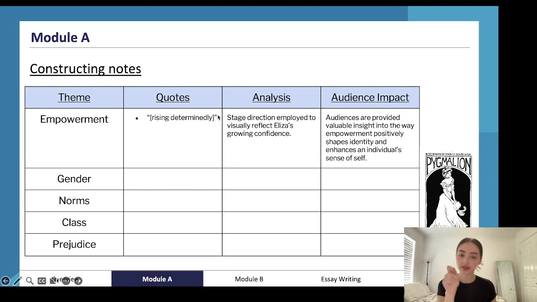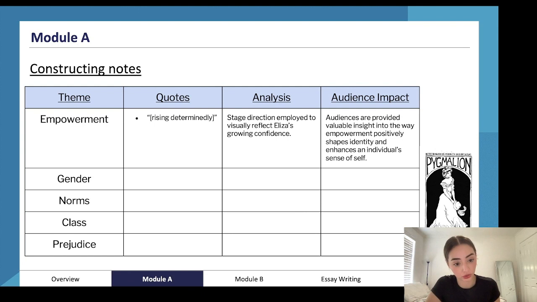Do you have to write it like this? No. I've had plenty of students that got a band 6 in English Standard and didn't use notes like this at all, but I have had students that did use it like this. I used it like this as well, and I liked it like this. Just find whatever works for you. There is no one size fits all with constructing notes. Ultimately, the bigger picture idea here is that you need to be finished your notes.